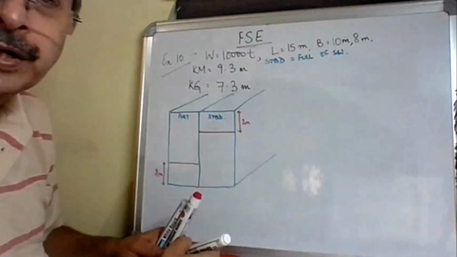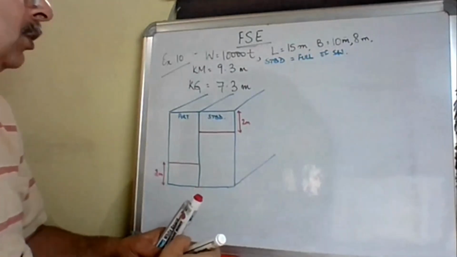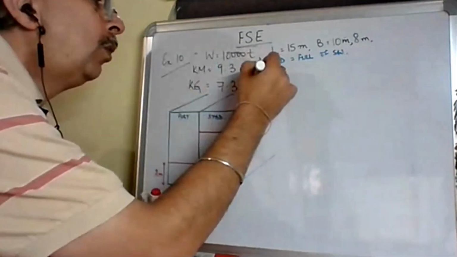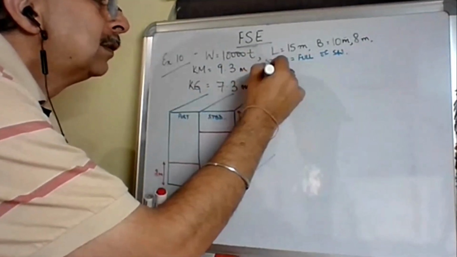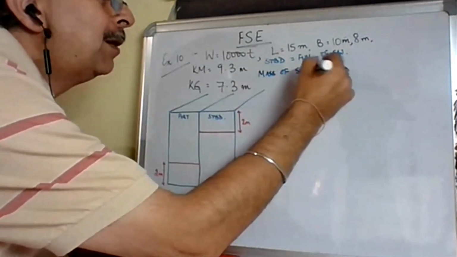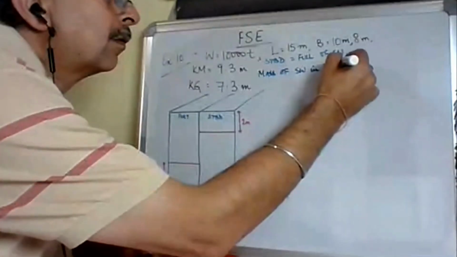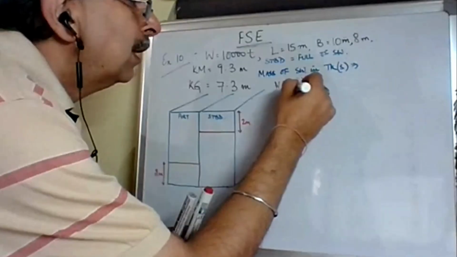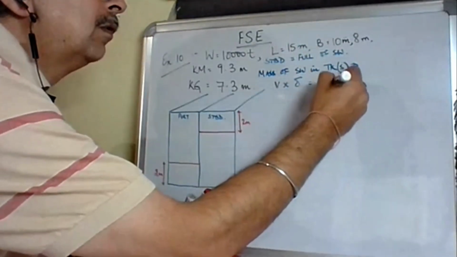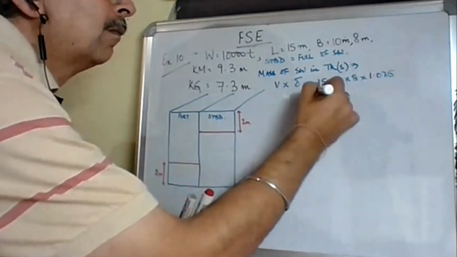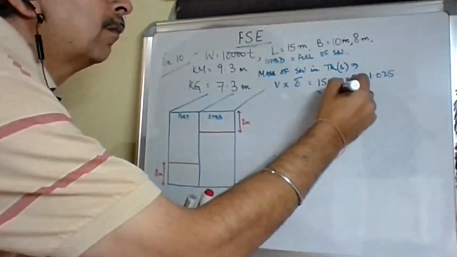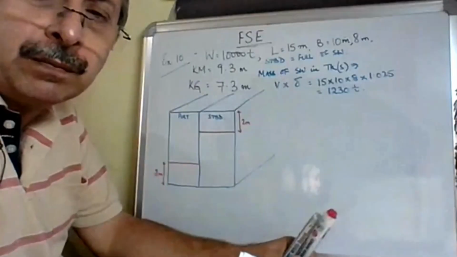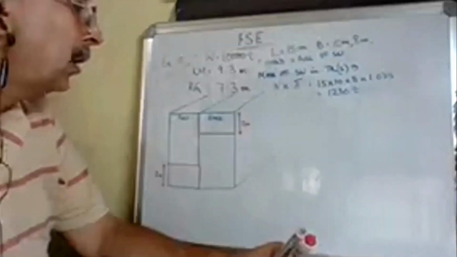Yes, all right. So let us see what was the initial amount of water in the starboard tank. So what was the weight or mass of water in the starboard tank? Sir, 1230 tons. Volume into density is equal to 1230. Is everybody okay with this? 1230? Yes sir.